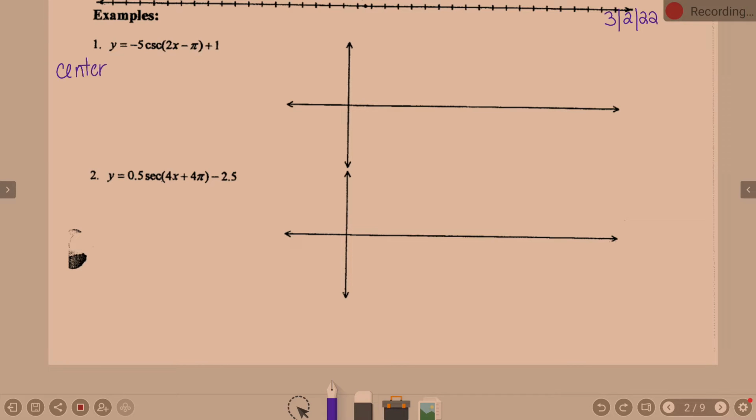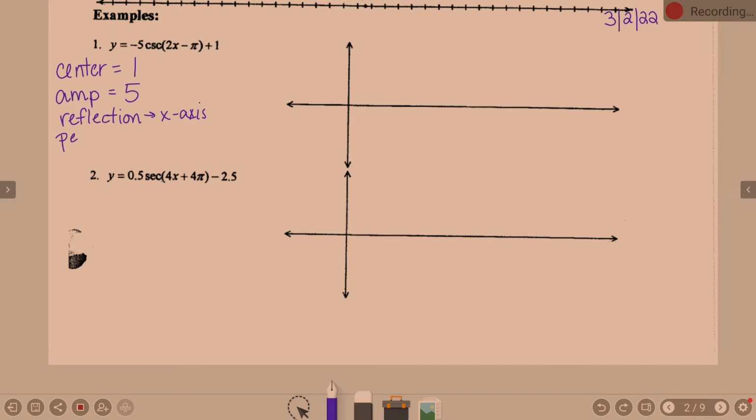So number 1, my center line is 1. My amplitude, excuse me, amplitude is 5. What's that negative out front mean? Yeah, there's going to be a reflection across the x-axis. If there's a reflection, it's always across the x-axis with what we're doing.